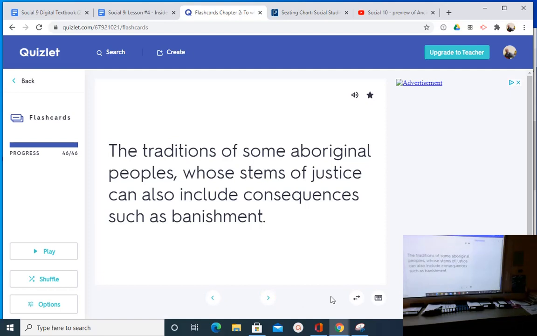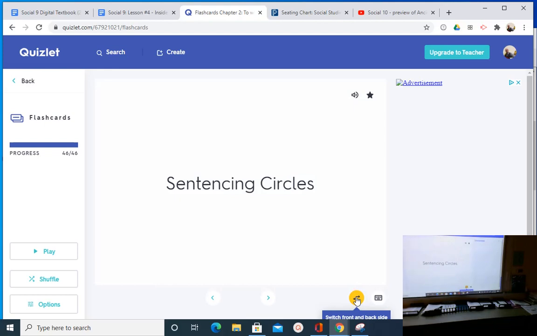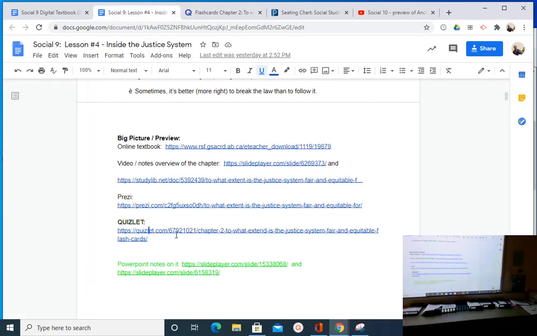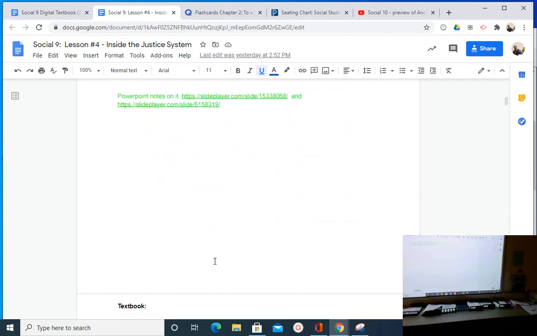Traditions of some Aboriginal peoples' systems of justice can include consequences such as banishment. So this comes back to, we mentioned this term as well this week, sentencing circles, when the stakeholders get ready. So I'd suggest to you, don't memorize these terms, but something that you could do over the weekend is to come back to lesson 4, click on the Quizlets, just go through the language of the unit. You can also look at the different online study notes that we gave you at the beginning as a guideline for the unit.